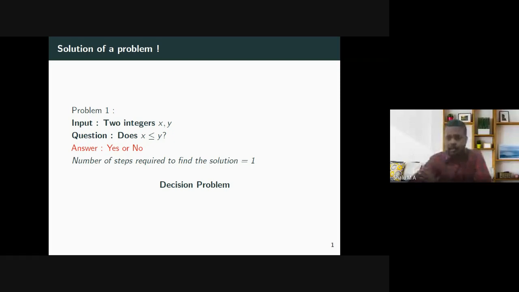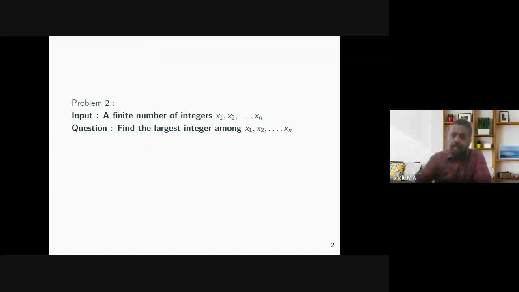Now we move to another problem, which we also learned in high school. In problem two, we have a finite number of integers x1, x2, x3, up to xn, and n can be very large, a million, a billion, and so on. It doesn't matter. The question is to find the largest integer among x1 to xn. How do you find the largest integer? Let's say I have three integers, x1, x2, x3. I take x1 and x2, compare them, and find the maximum, just like the last problem.